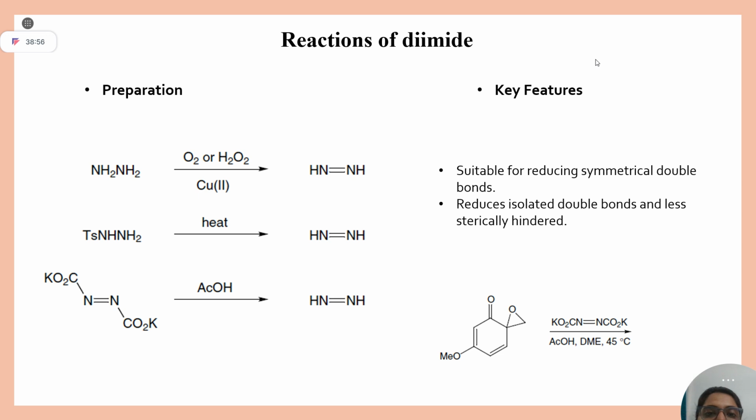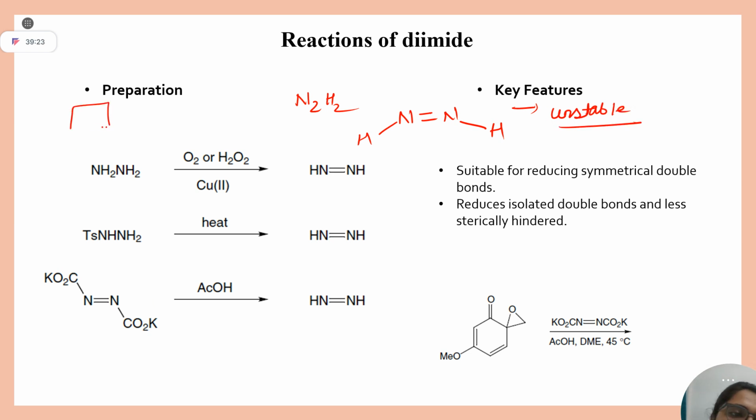Now let's have a look at reactions of diamide. So students, this N2H2 is your diamide. If you ask me to draw its structure, it will be like this, N2H2. Now this molecule is very unstable. So examiner will never ask you question that you have this substrate and on arrow he will write N2H2. No, it will never write.